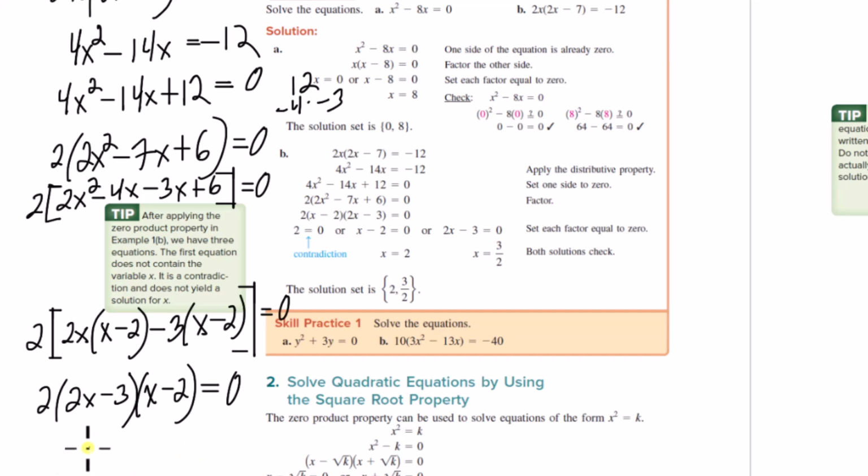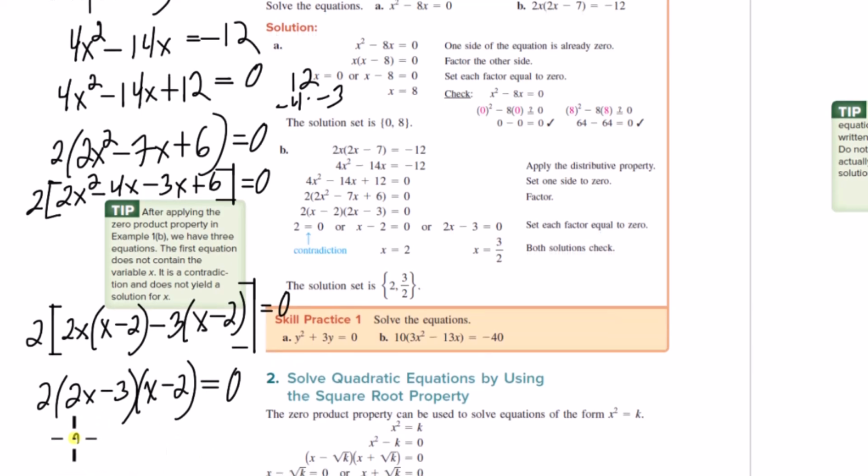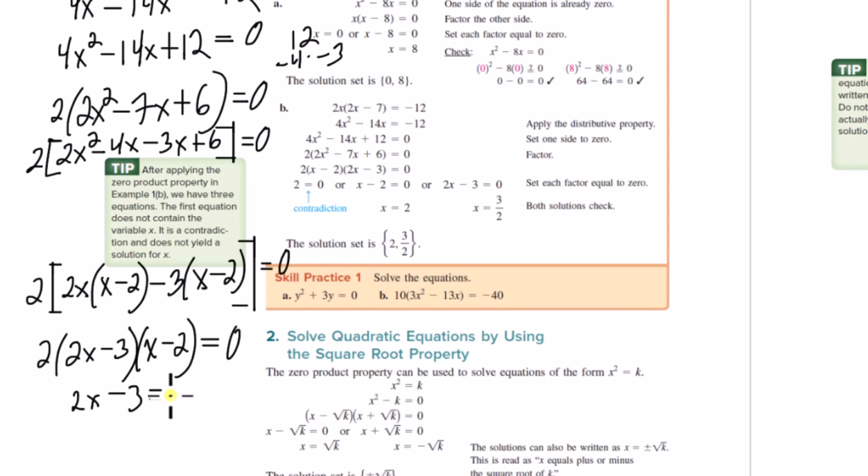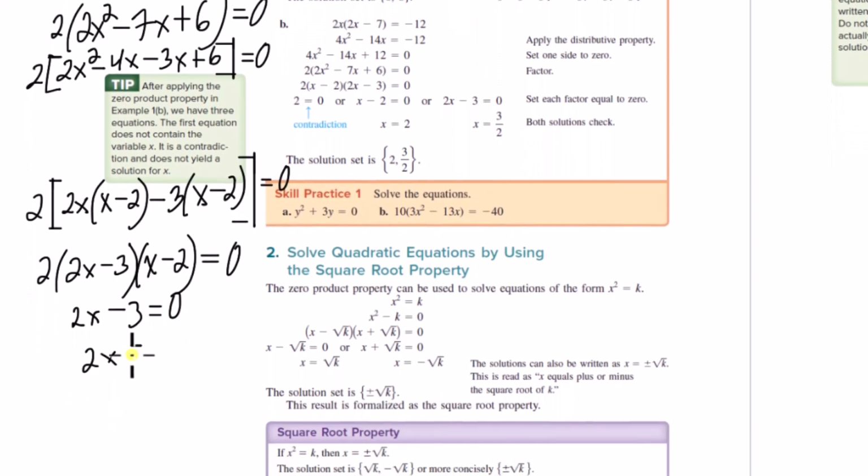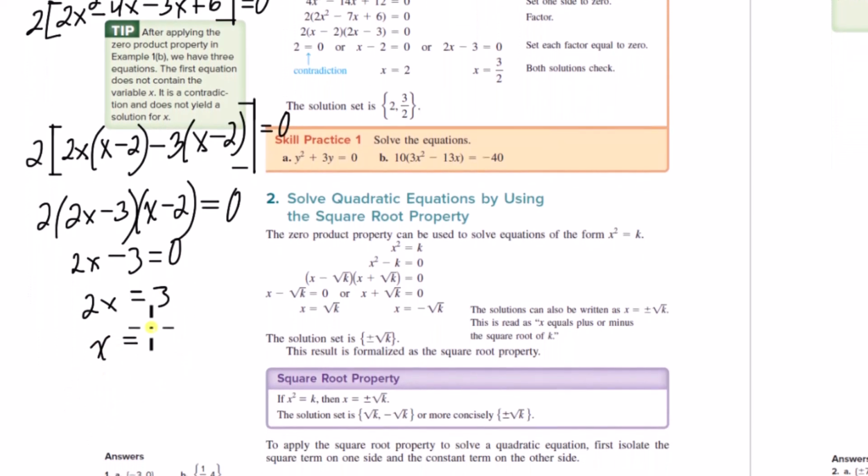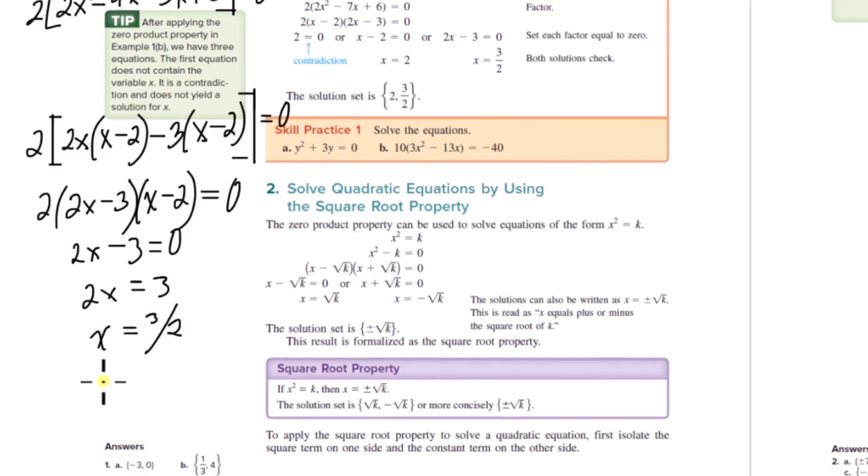So, okay. We have 2x minus 3 is equal to 0. So 2x is equal to 3. So x is equal to 3 halves. You have x minus 2 is equal to 0. X is equal to 2. So that's the two solutions. 3 halves and 2.